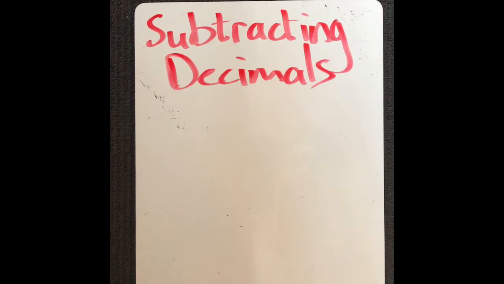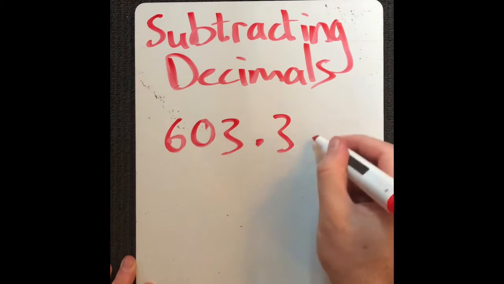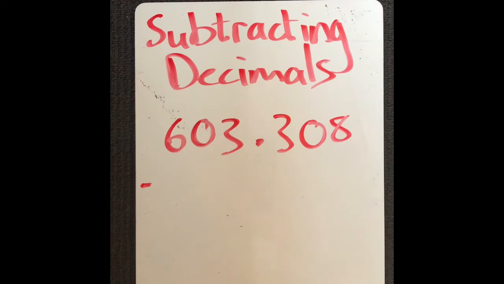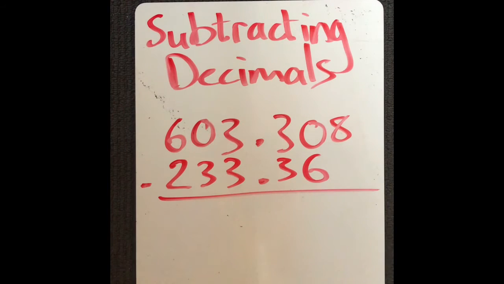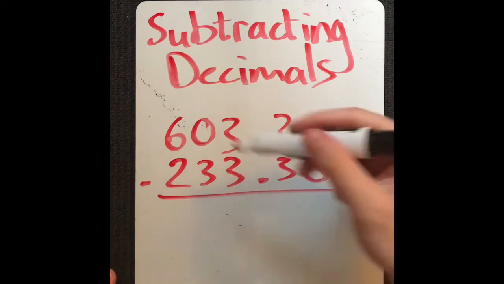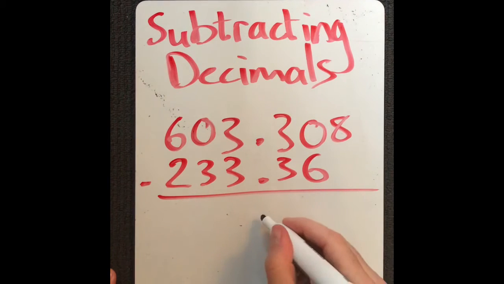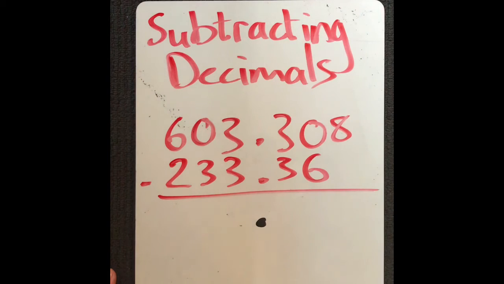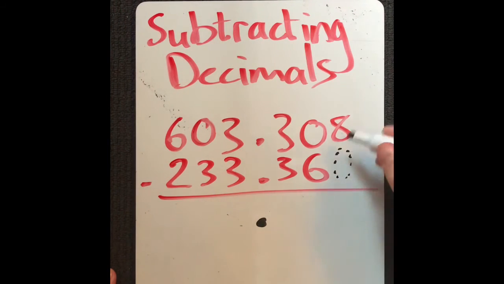Okay, subtracting decimals. If you've got a problem such as this, I'm going to start over here in my thousandths column. Again, we've got everything laid out nice and neat, one number under each decimal point under each one. In fact, I can keep my decimal point right here because it's not going to move. So first one, nice and easy.